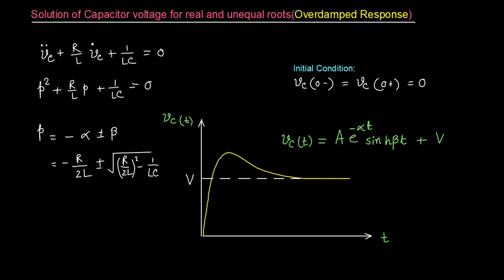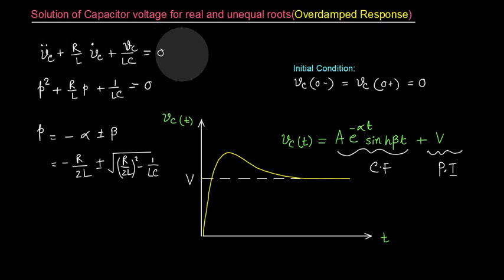Now, Vc(t) has a similar term. This is the complementary function, from the earlier calculation, and this is the particular integral or steady state, because at steady state it should be Vc. At steady state, this equation will give Vc equal to V by LC. So, it is a non-homogeneous equation, and from this relation we get the particular integral.